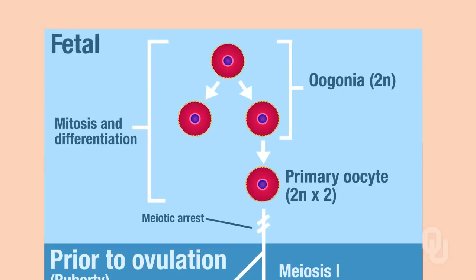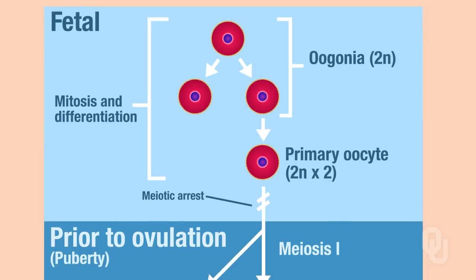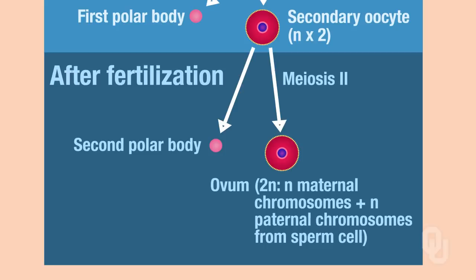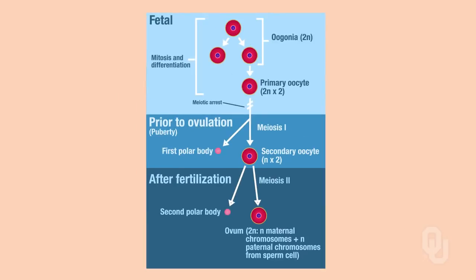There's the fetal phase of oogenesis. There's prior to ovulation, which occurs at puberty. So this is what starts at puberty. And then there's the 3rd phase called after fertilization. So we're going to work our way through each one of these phases.